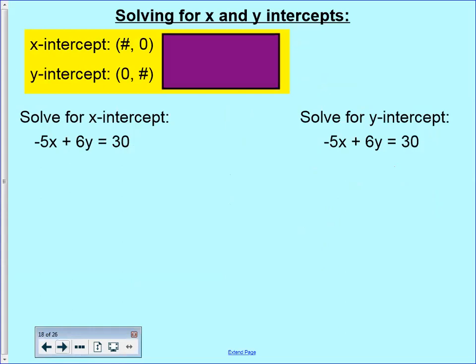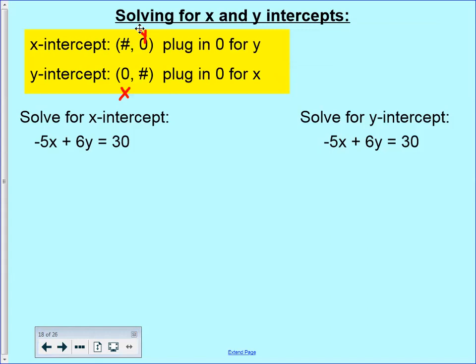What if I don't have a graph? What if I don't want to graph this and I just want to find out what the x and y intercepts are? The way that you do this is, first off, you need to make sure you know where the 0 is in both of your intercepts. For my x-intercept, my 0 is in the y part of my coordinates. For my y-intercept, it's in the x. The reason why this is important is because what you need to do is plug in 0 wherever it is in the coordinates, okay? So, go ahead, make sure you get what's in the yellow box written down.